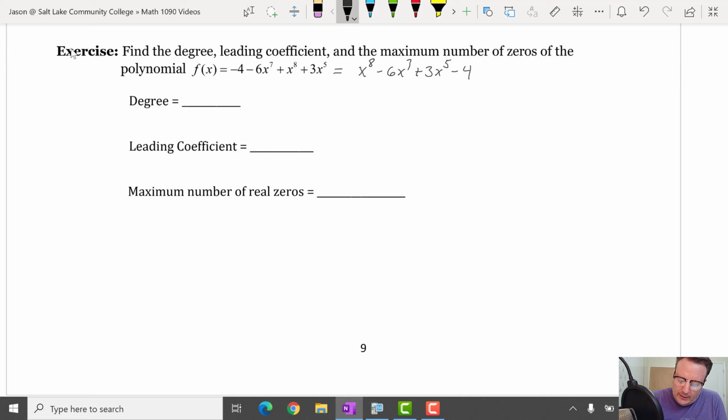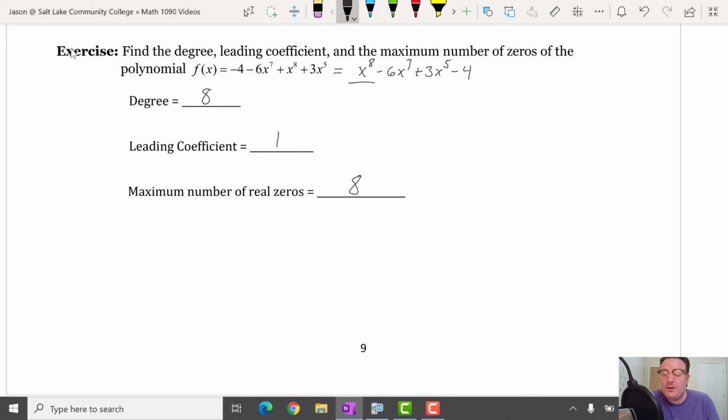So here is the leading term of my polynomial. The power is 8, so the degree of the polynomial is 8. And the leading coefficient is an implied positive 1. So this could have, at most, 8 real zeros. It doesn't have to have 8 real zeros, but in fact, it could have 0 real zeros. Even degree polynomials don't have to have any real zeros.